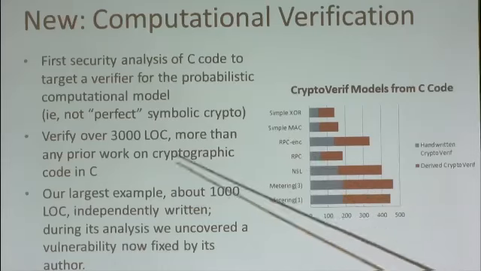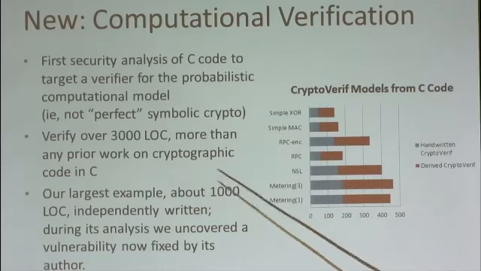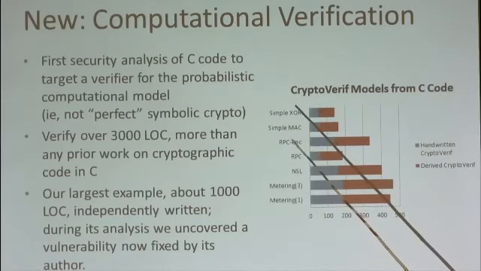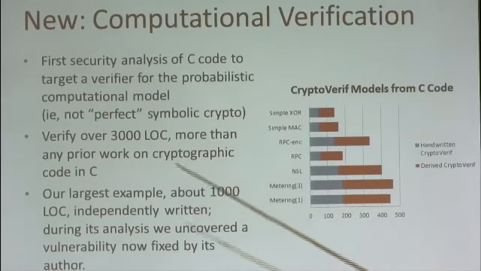At this point, we believe we're leading the pack of those verifying C crypto code, in that no one's been able to verify as much as 3,000 lines of code before. And we discovered another bug during this analysis, different from the ones I spoke about.